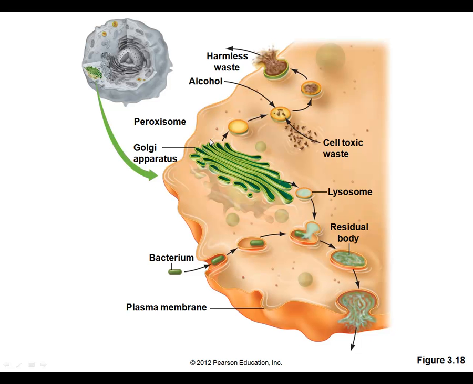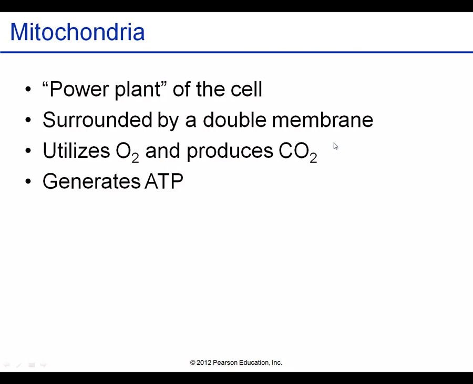On the other hand, the peroxisome will contain chemicals and enzymes that enable it to detoxify cell waste, toxic cell waste, alcohol, free radicals, and then it will also be exocytosed outside the cells after it has already been detoxified.